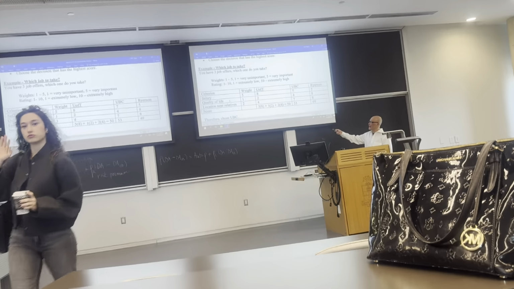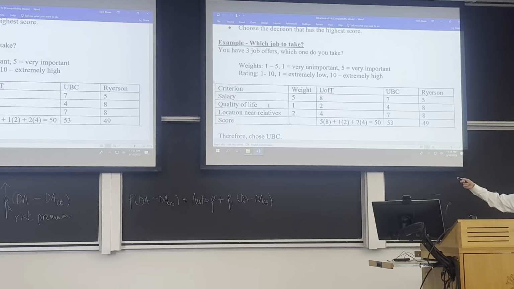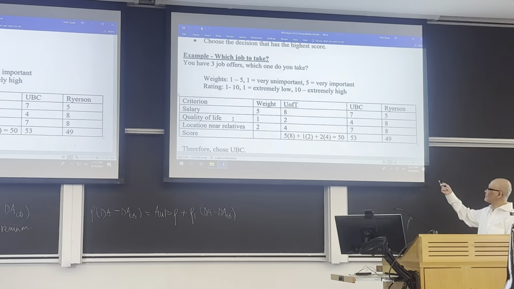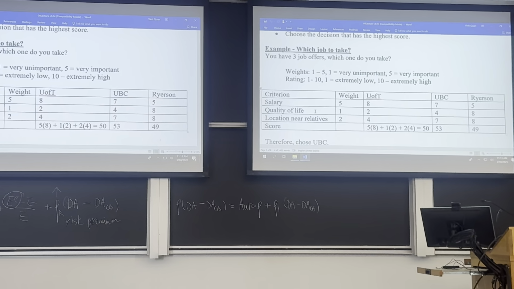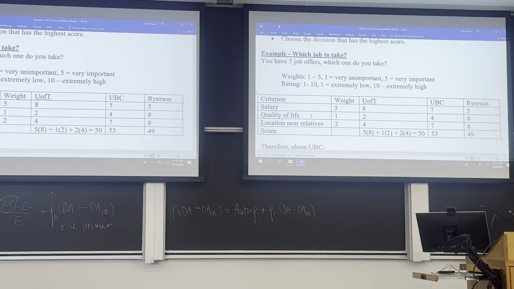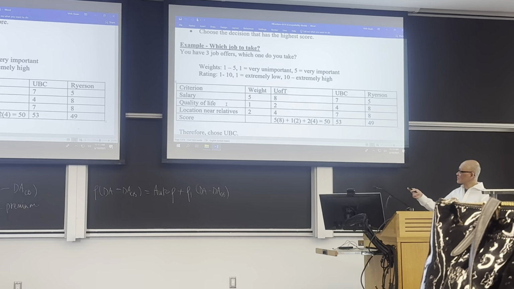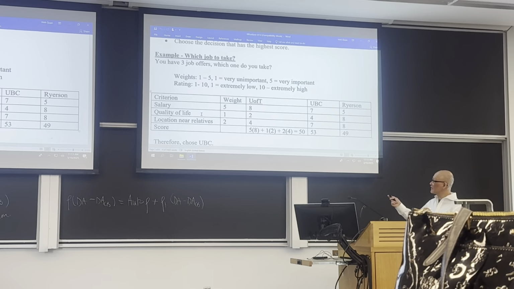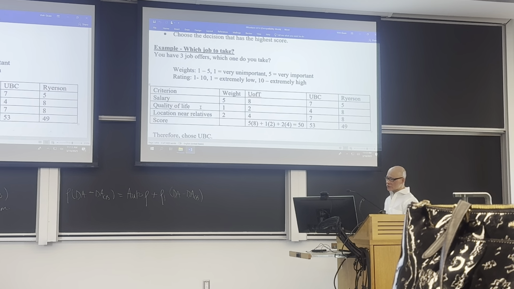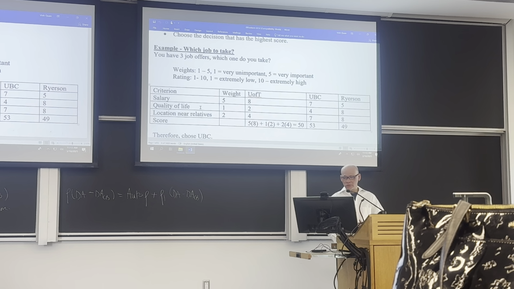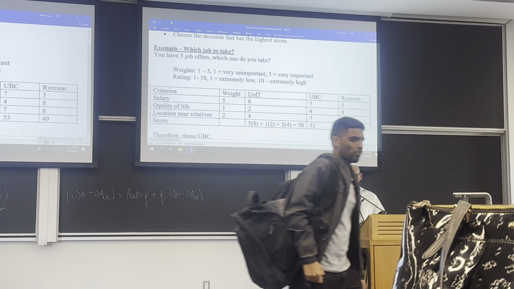For example, UT has a high salary, so we get a high score of 8. Maybe Ryerson or TMU has a lower salary, so you get a low score of 5. So each criteria has a weight, and for each of the alternatives, or choices, or decisions, we give it a score accordingly, and we calculate the total weighted score. Whichever has the highest total weighted score, we choose that, we make that decision, or we choose that alternative. Right? So it's very simple.